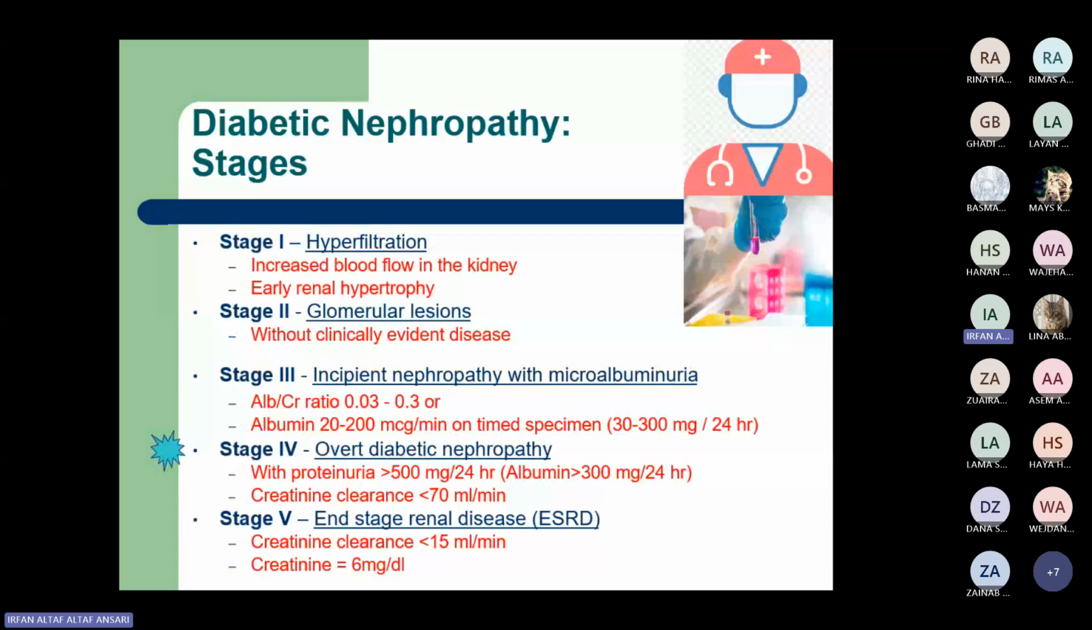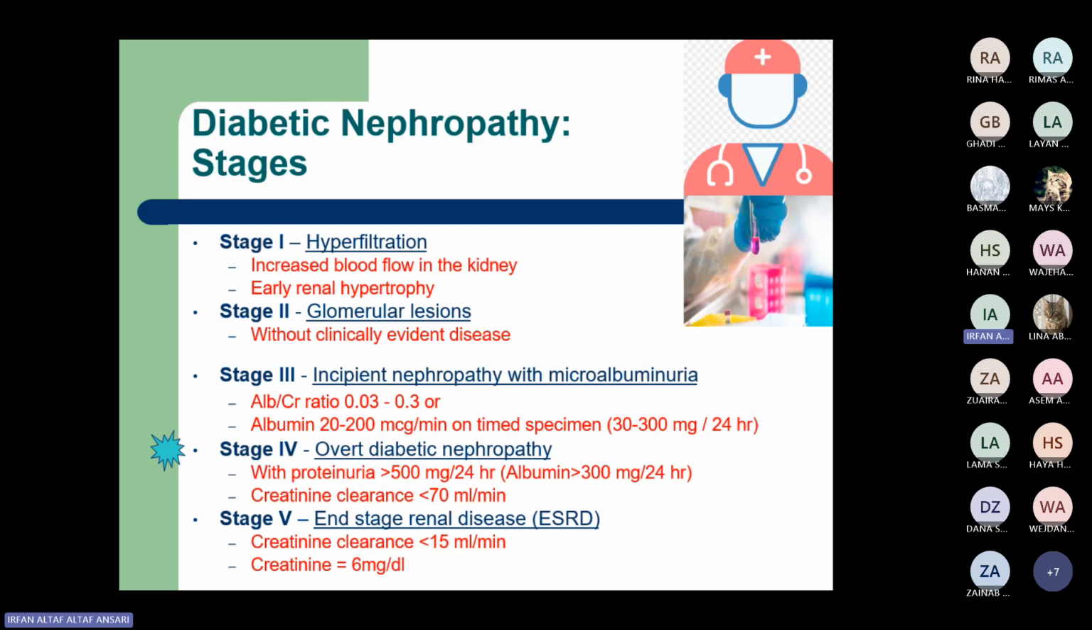Now we have the stages. Stage 1, hyperfiltration. This stage is usually characterized by increased blood flow in the kidney, and that will lead to early renal atrophy, though stage 1 has some hypertrophy of the kidney due to the increased blood flow. Then stage 2, glomerular lesion without clinically evident disease. You don't have any clinically evident disease, but you find either glomerular basement membrane thickening, focal glomerular sclerosis, or the KW nodule.